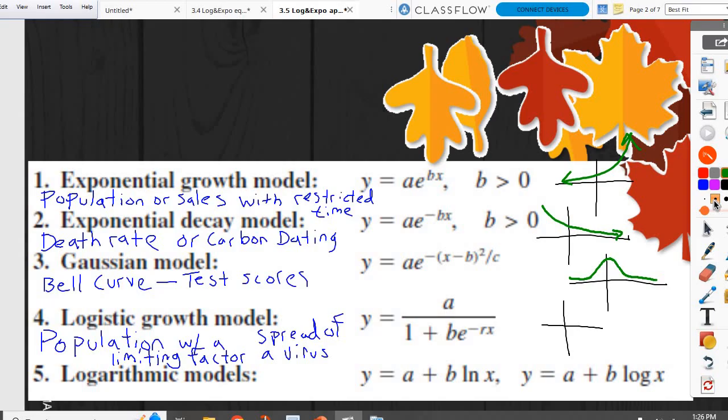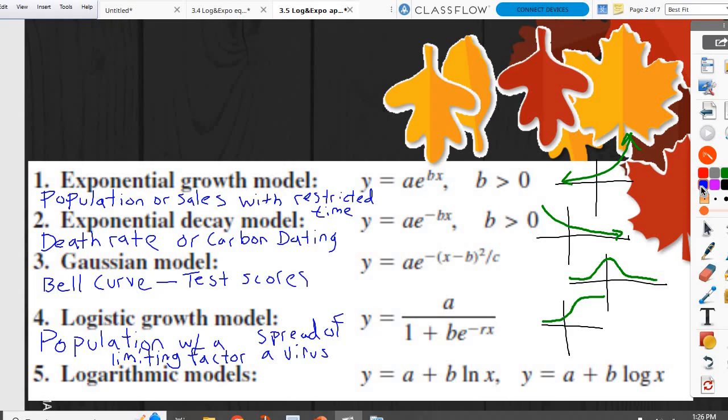Same thing with the spread of a virus, okay? At some point, I'm not going to have any more people to get infected, or there's going to be some people that are immune. So what happens is that it starts out as an exponential, but then it levels off. So it has what I call the limiting factor at the top. So it has both a horizontal asymptote at the bottom and also a horizontal asymptote at the top. So it has to stay in between those two things.